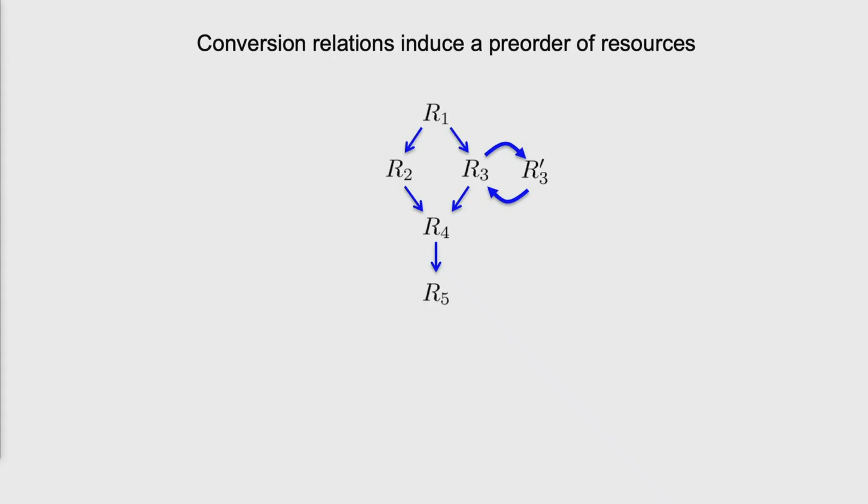R3 prime here is something where I can convert R3 to R3 prime, and I can also convert R3 prime back to R3 using the free operations. So at the end of the day, what you get is what's called a pre-order. And this is just a very simple example.